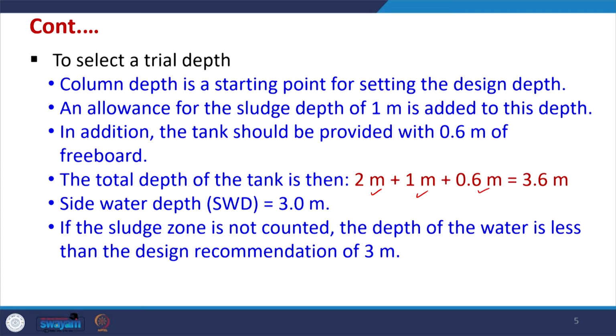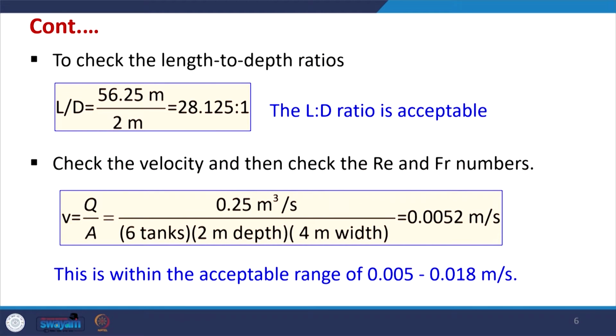So, that means 3.6 meter is the total depth of the tank, out of which the water depth is 3 meter, because 0.6 meter is the freeboard region. So, the actual water depth is 3 meter. Now, if the sludge zone is not counted, the depth of the water is less than the design recommendation of 3 meter. So, this is okay as per that, because here we are taking care of the sludge depth as well.